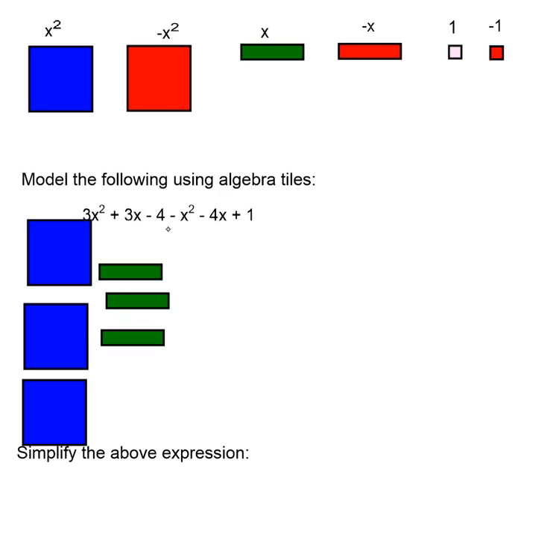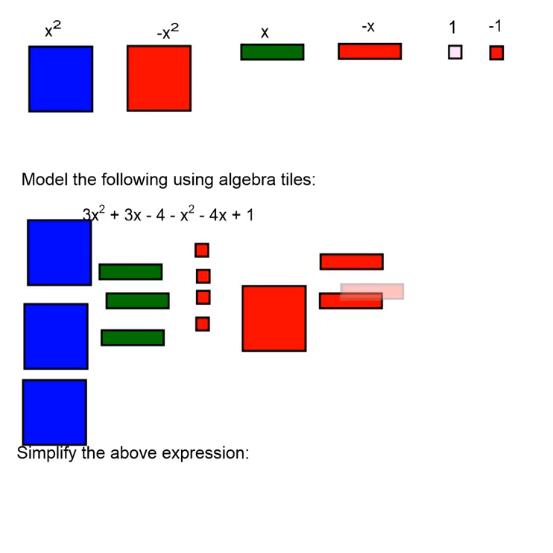Then we're going to take away 4. That means minus 4. So that negative sign goes with the 4. That means put 4 negative tiles down. Then this means negative. So when there's no number, it means negative 1x squared. So we're going to take 1 negative x squared. Then it says take away 4 x's and add 1. That is modeling our expression.